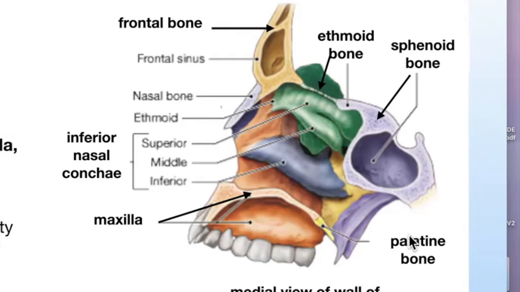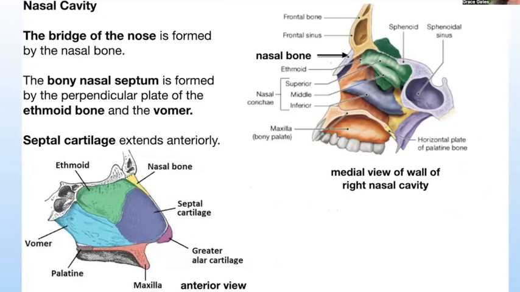And naso means nose and pharynx means throat. So, the nasal cavity connects to the nose throat, okay? The topmost part of the throat. The bridge of the nose is formed by the nasal bone. The bony nasal septum is formed by the perpendicular plate of the ethmoid bone and the vomer, and septal cartilage extends anteriorly. I know I'm repeating myself, but repetition is the forge of knowledge.